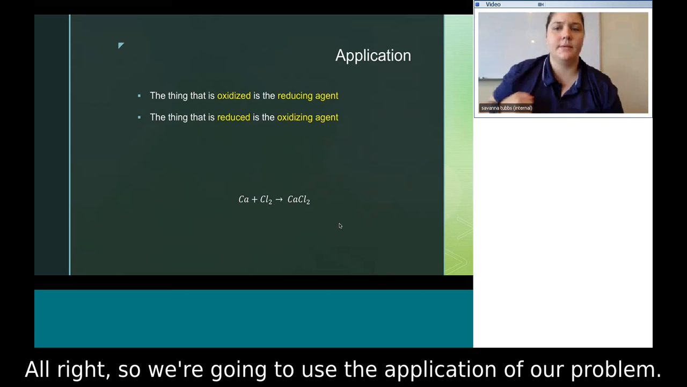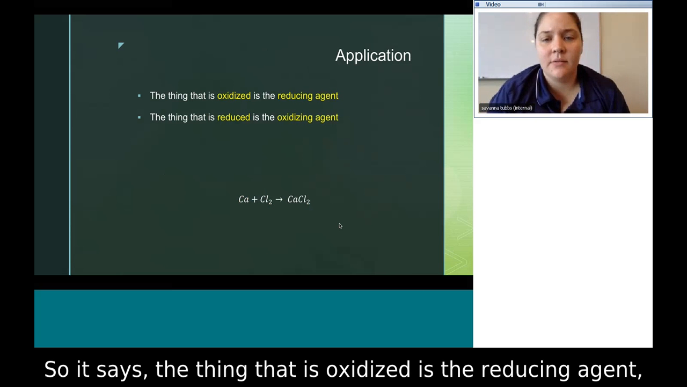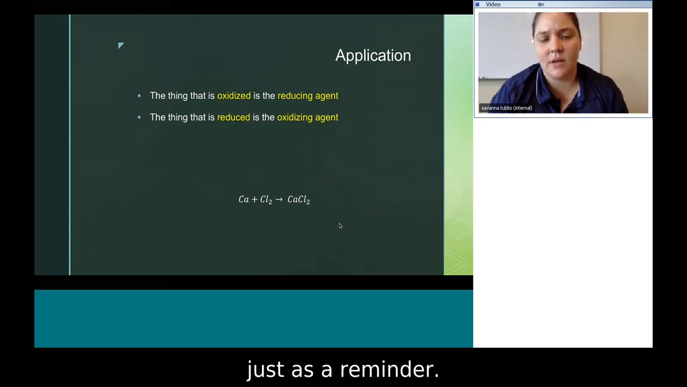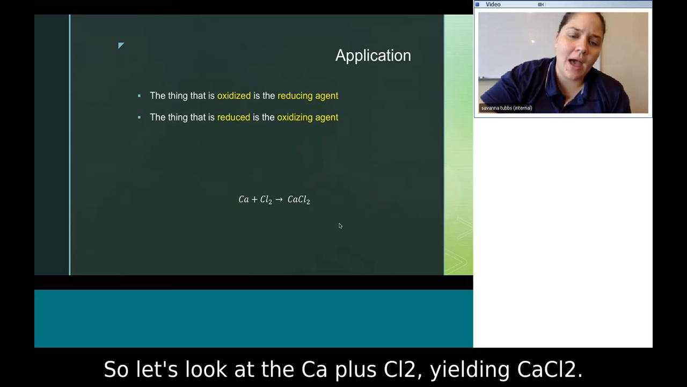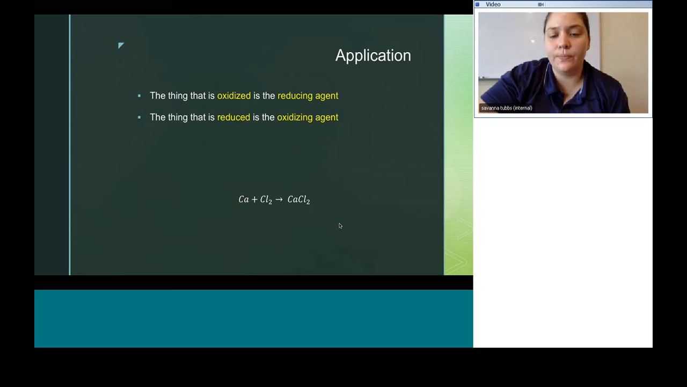All right, so we're going to use the application of our problem. It says the thing that is oxidized is the reducing agent, just as a reminder, and the thing that is reduced is our oxidizing agent. So let's look at Ca plus Cl2 yielding CaCl2.